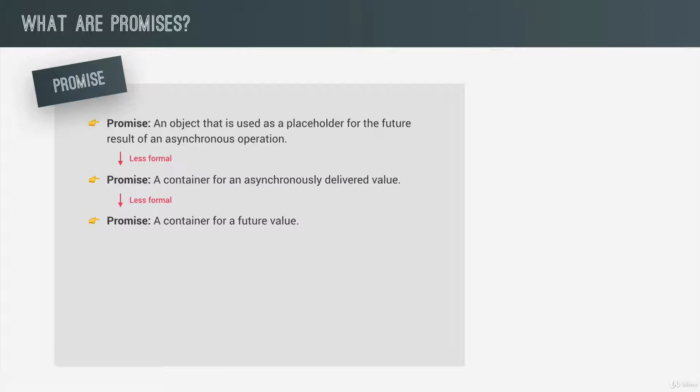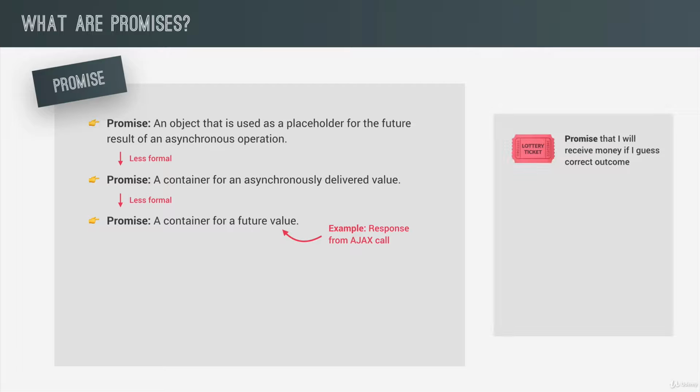And a perfect example of a future value is the response coming from an AJAX call. So when we start the AJAX call, there is no value yet, but we know that there will be some value in the future. And so we can use a promise to handle this future value. And don't worry, this will really make sense once we go back to code. But to understand this concept even better, I like to use the analogy of a lottery ticket.